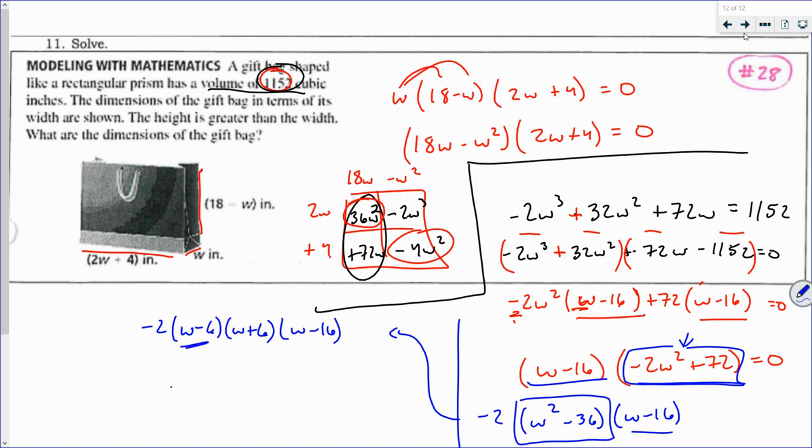So now this parentheses implies 6. This implies negative 6. This implies 16. So now we can't have a negative width, so that's got to be an extraneous solution. Now we got to decide if that's 6 or 16. If we plug in 6 here and we plug in 6 here, then this becomes 12, and this becomes 2 times 6 is 12 plus 4 is 16. So that's got a chance.